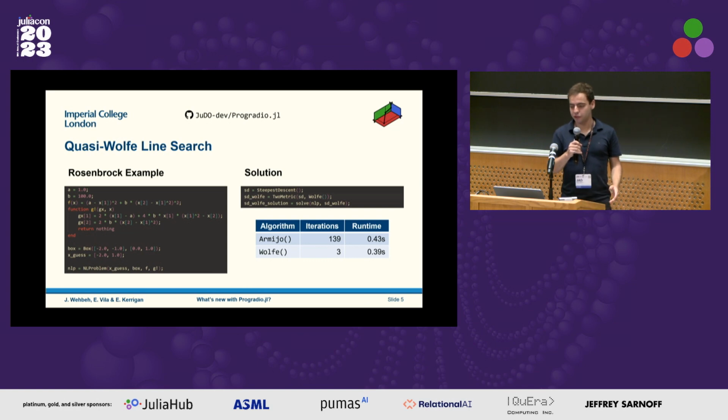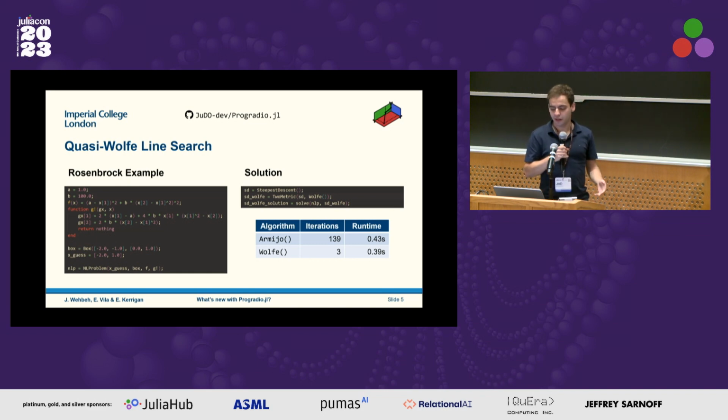Then to solve it, we just choose a method to compute a descent direction. So we just choose steepest descent. Then we choose to use a Wolfe line search and try and find a solution. So it's like a simple 3 lines to solve this problem.